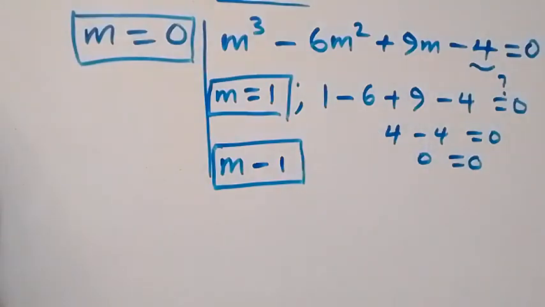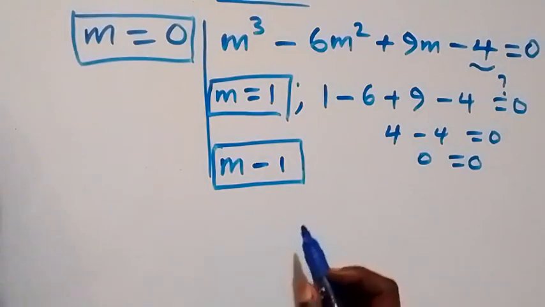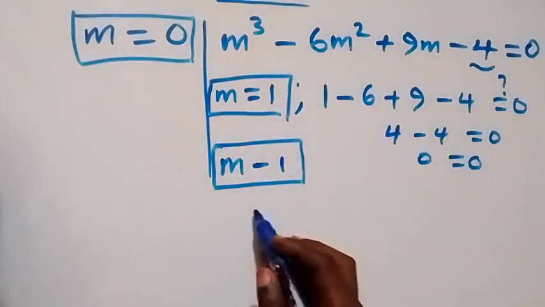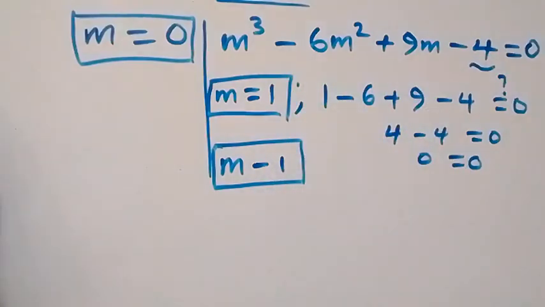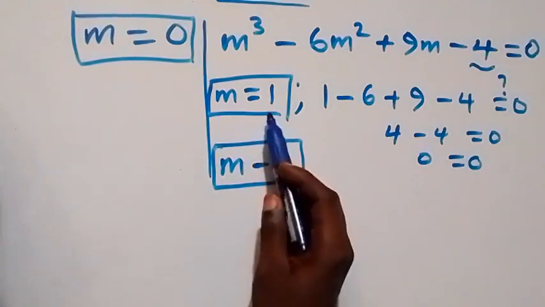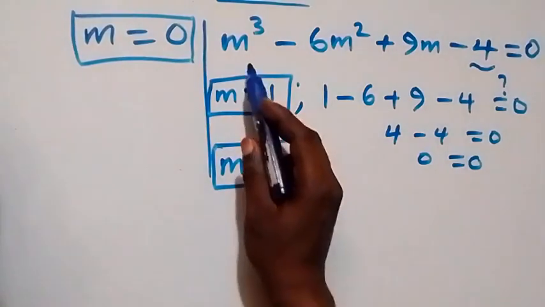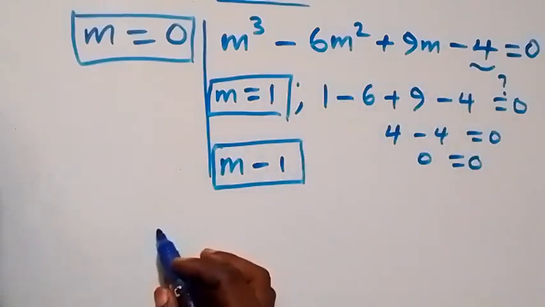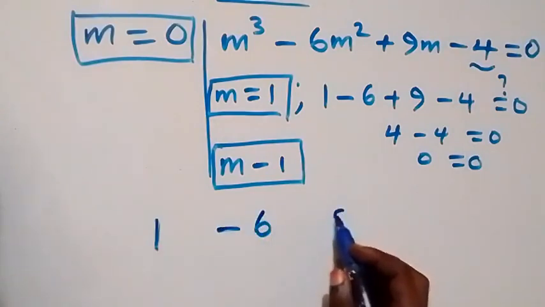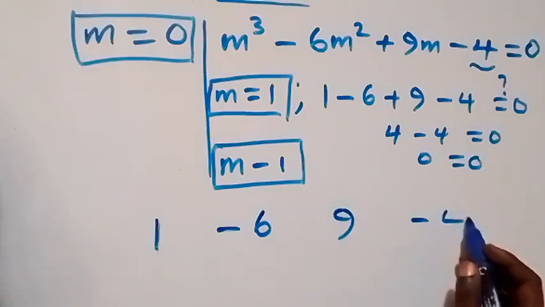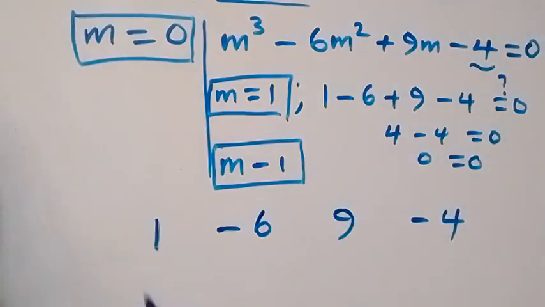Now, we need to get the other factor, that is the factor here that will be a quadratic factor. Then we can divide through by 1 using synthetic division. From here, what we have, the coefficients of the cubic equation: 1, we have 1, then minus 6, 9, then minus 4. Now here, we can divide this through by 1.